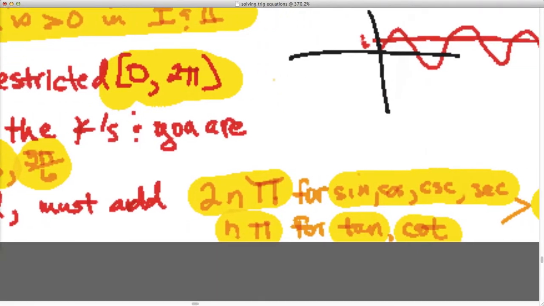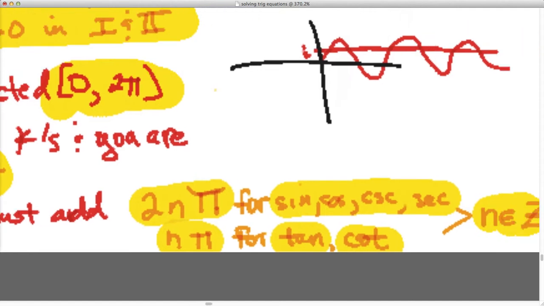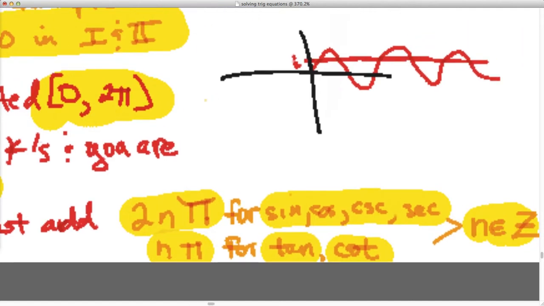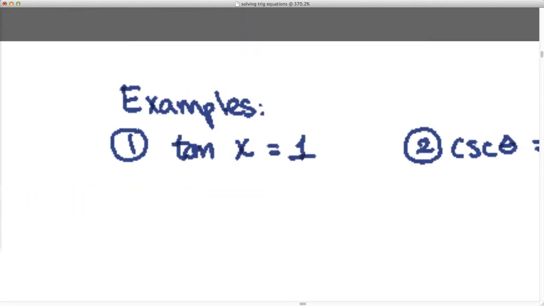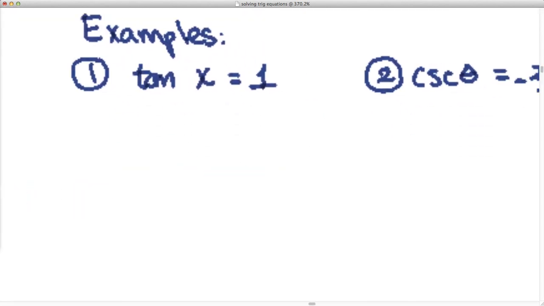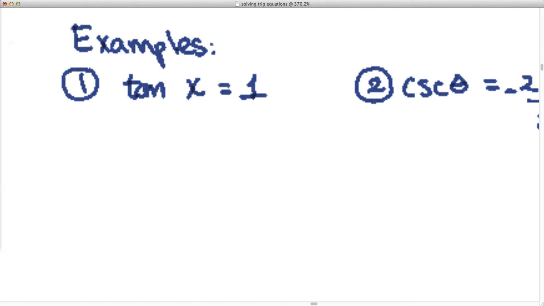If not, then you've got to add 2n pi or n pi depending on whether it's sine, cosine, cosecant, secant, or tangent, cotangent. So let's see that in action. That was a really fast overview. If you need more detail, just go back and watch the concept video.